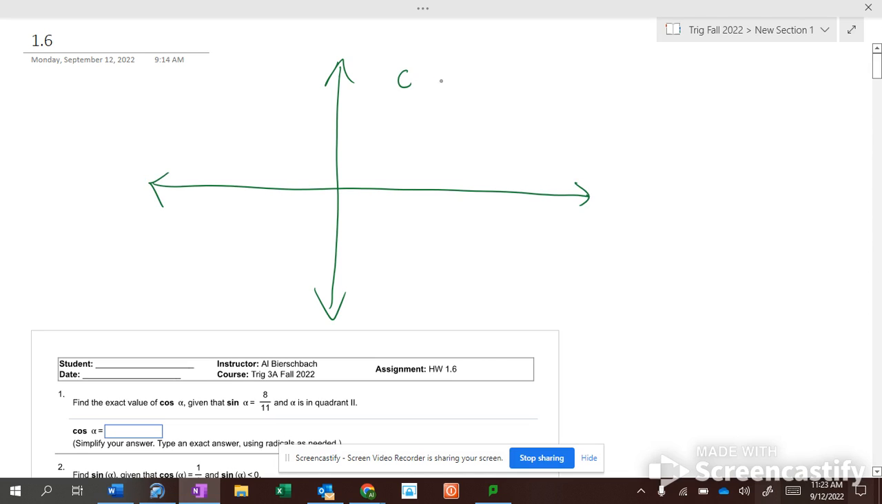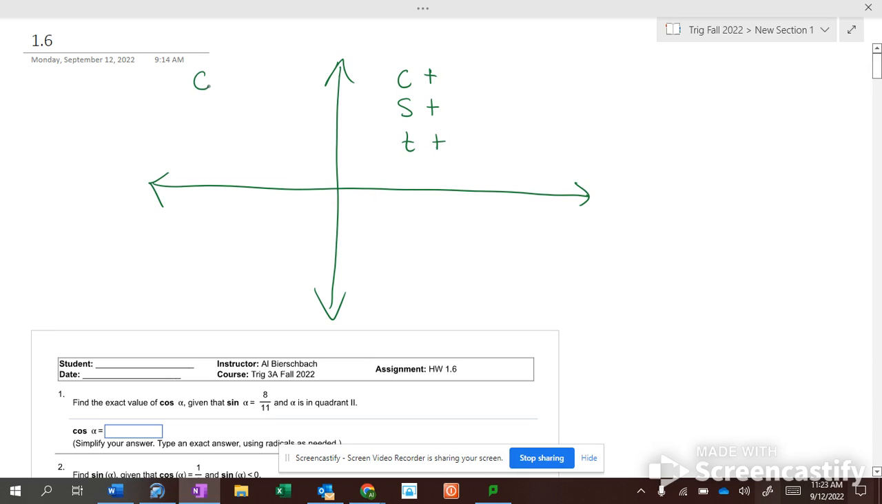Quadrant 1. The cosine. Is it positive or negative? Positive. The sine in quadrant 1. Positive or negative? The tangent in quadrant 1. Positive or negative?